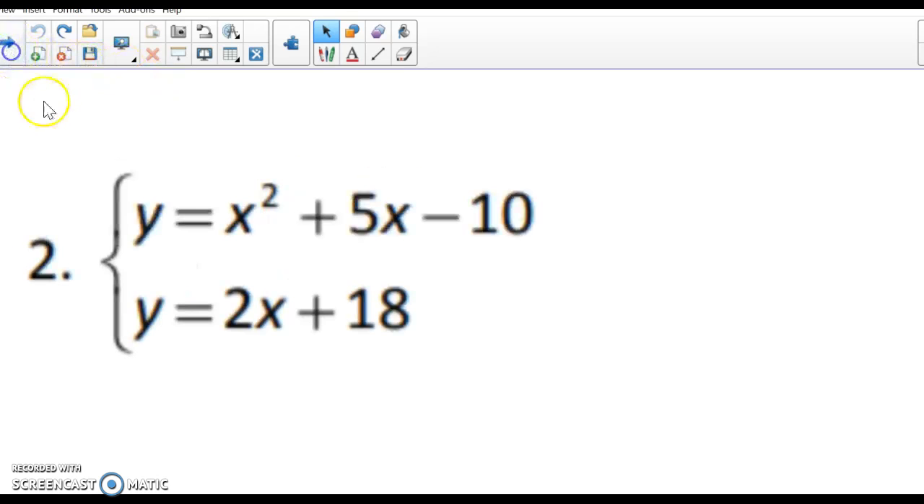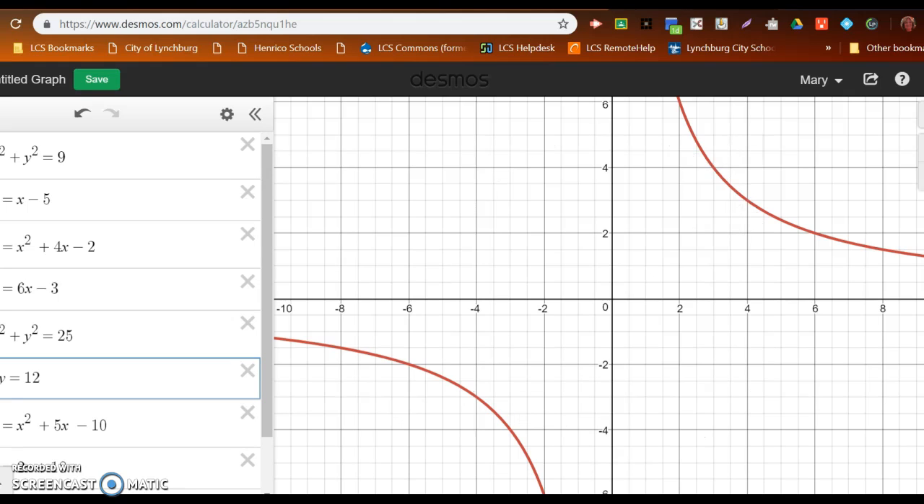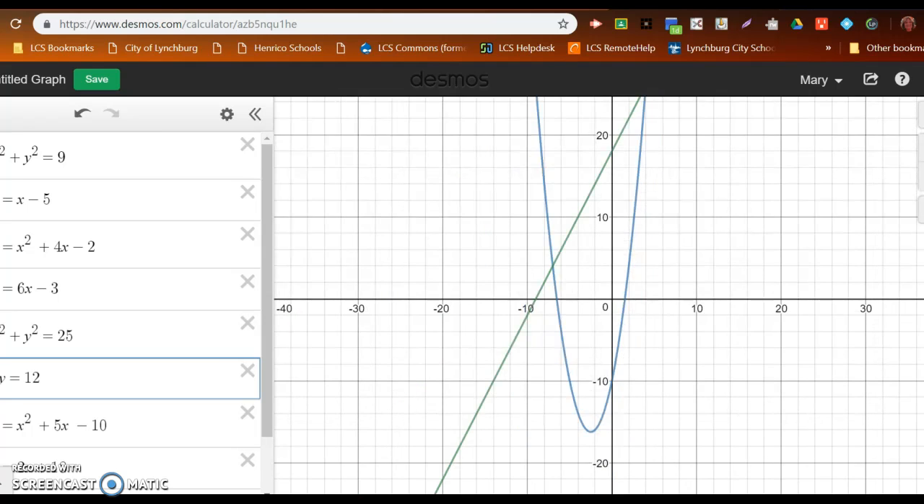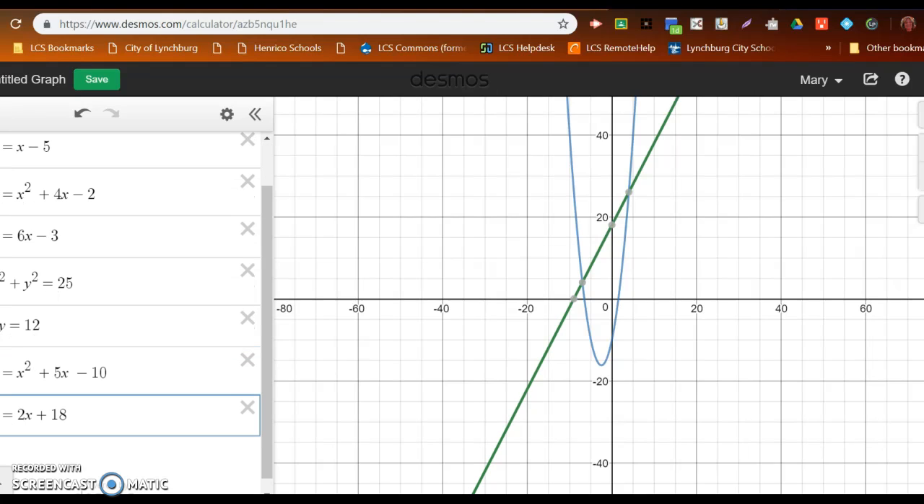For the second one, again, x squared plus 5x minus 10 and 2x plus 18. I'm going to go out a little bit so that I can actually see where these intersect. I have 2 solutions, one here and one here. So I would put 4, 26 and -7, +4 as my solutions on my test. If I wanted to know how many solutions, I have 2 solutions.